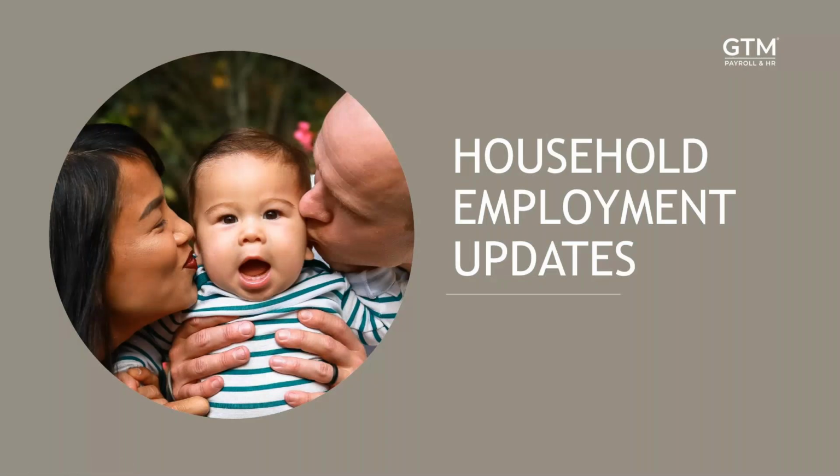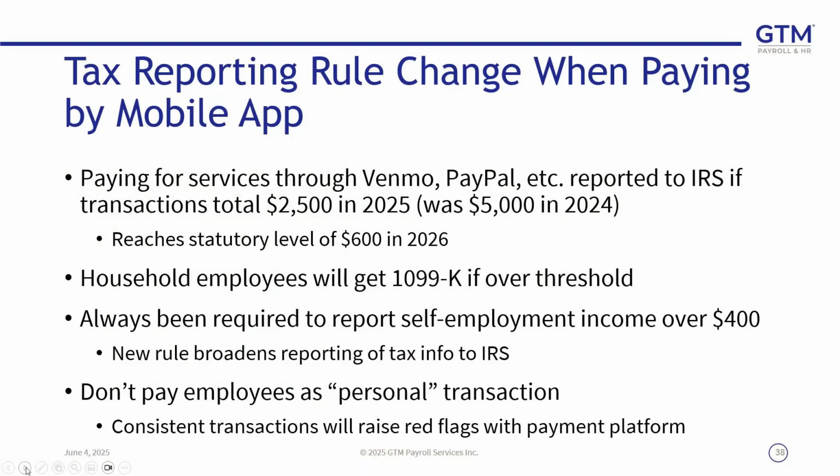Thanks, Trevor. Okay, so let's look at some updates in the household employment industry. The tax reporting rule for mobile payments is now being phased in. Employees would have received 1099-K forms this past tax season if last year's reporting criteria of $5,000 in transactions was met. The threshold will be lowered to $2,500 this year before reaching the statutory level in 2026.